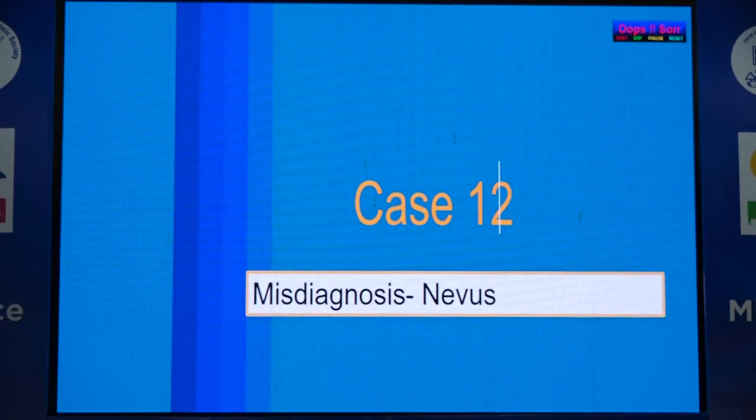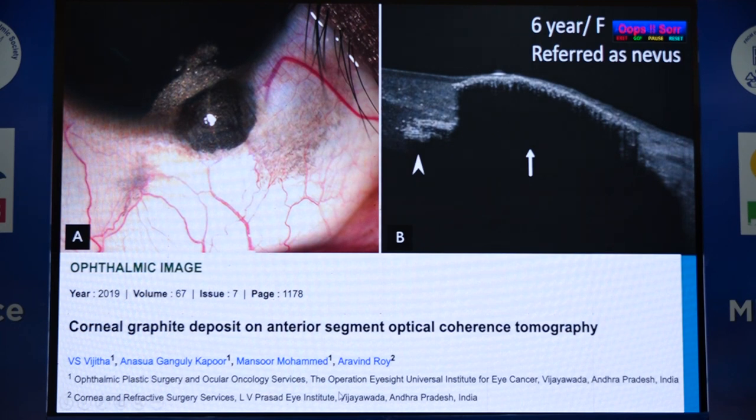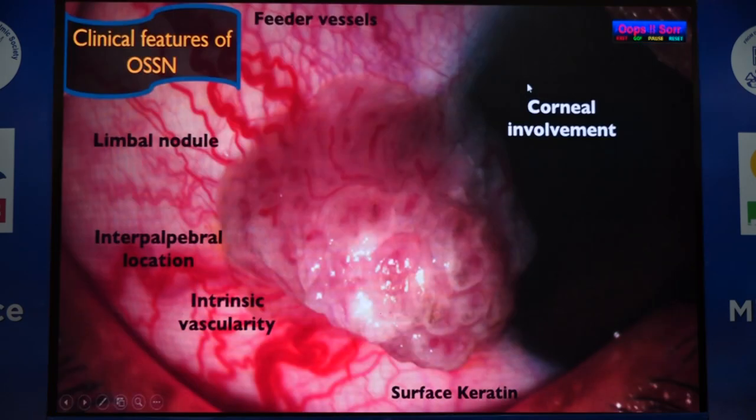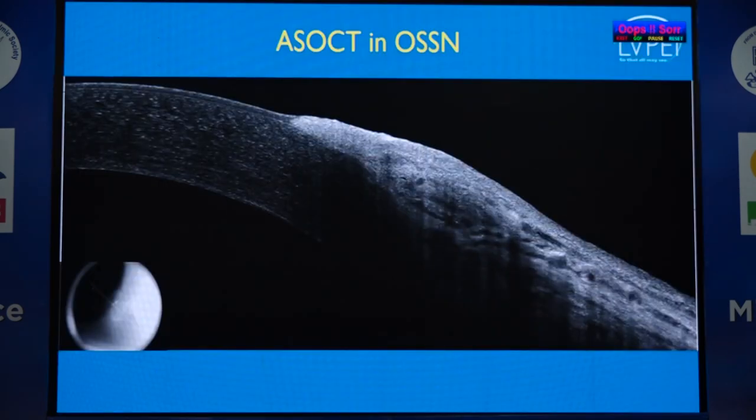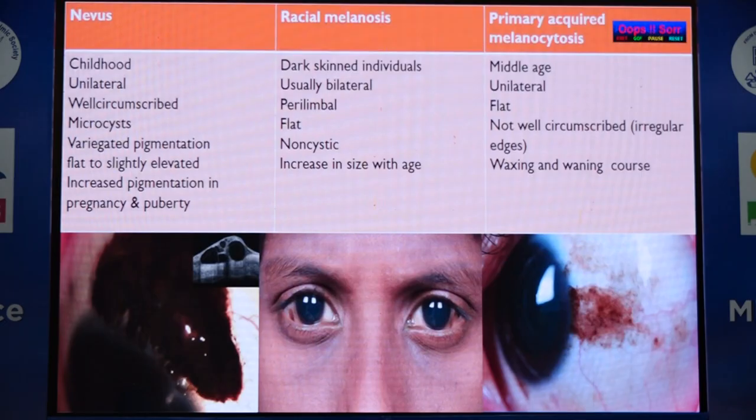The last case, referred to us as nevus, a child, but what do you see here? This glistening appearance is there, and it is going into the cornea. So this we further probed. There was a history of injury with pencil. So this is nothing but graphite at the limbus and also in the stroma, as we can see in the associated picture as well. We need to note the features of OSSN, the typical ASOCT finding which we have already emphasized, and we need to differentiate nevus, racial melanosis, and primary acquired melanosis in our clinic.